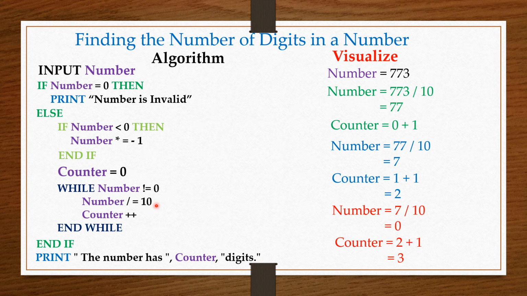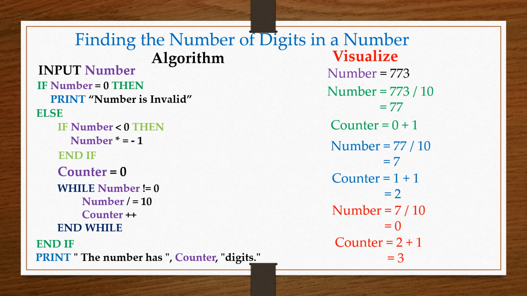Now the condition to enter the while loop is that the number is not 0. Since the number is now 0, we can't enter the while loop. So we end the loop and then we print our results. The number of digits in the number is going to be 3. That is counter. So the number has 3 digits.